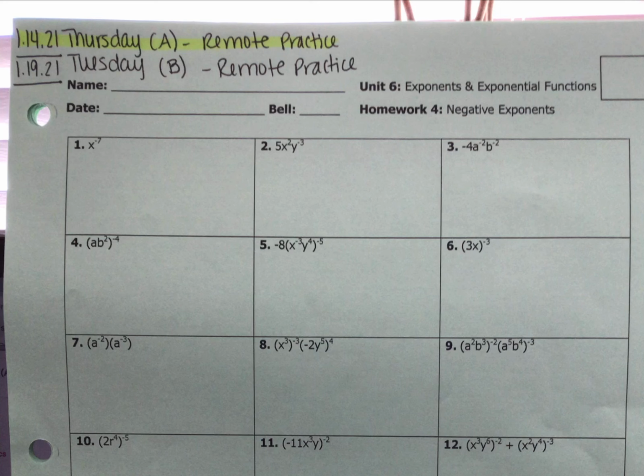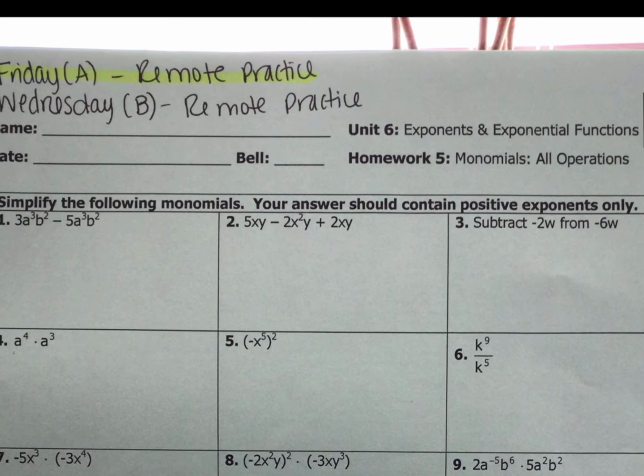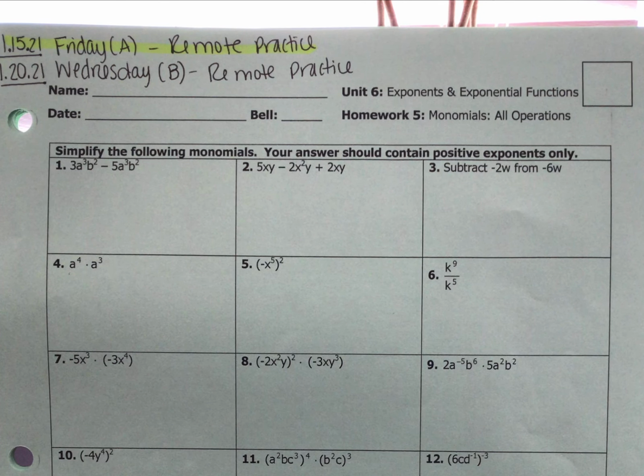Your assignments are due one each day. Don't wait till the last day to turn them in because they are going to be considered late. So Wednesday, do it on Wednesday. Thursday, do it on Thursday, so forth and so on. Your last worksheet is called Unit 6, Homework 5, Monomials, All Operations. This is a review of everything that we've covered so far. This is remote work for Friday for Cohort A. This is remote work for Wednesday for my Cohort B students.